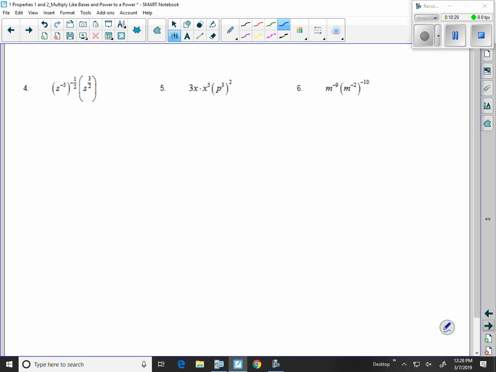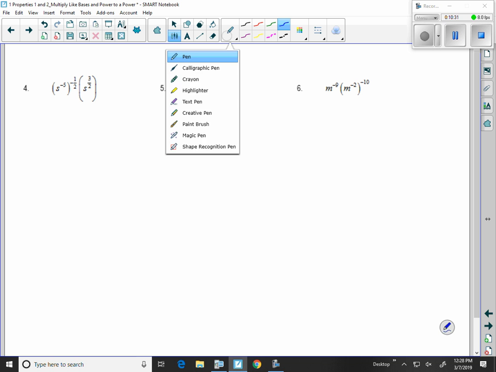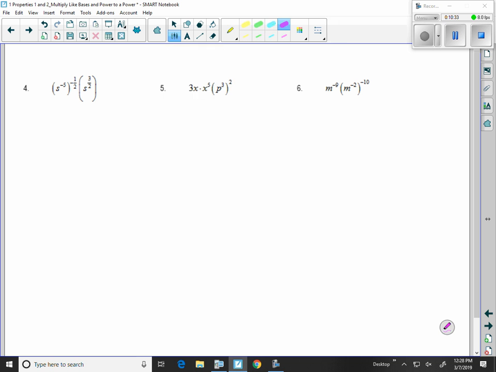Okay. So what are we going to do first? The negative 5 times negative half? Yep, this guy right here, power to a power. Go ahead and do him first. Okay, so it should be s to the 5 halves. Okay, what's 5 halves plus 3 halves? 8 halves, which is 4.